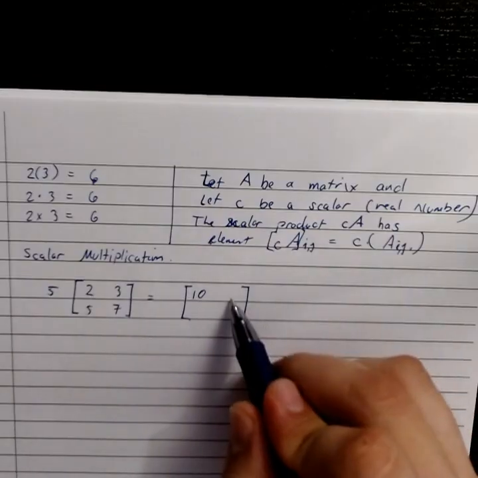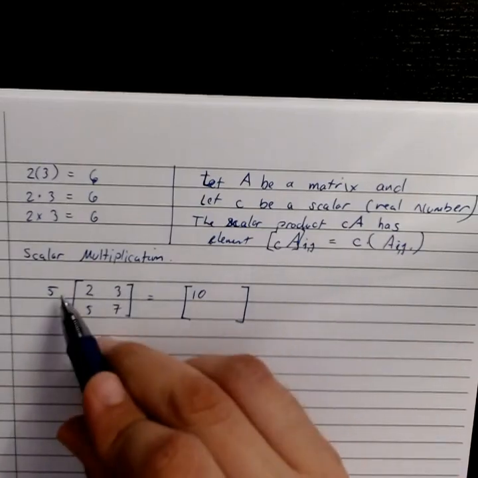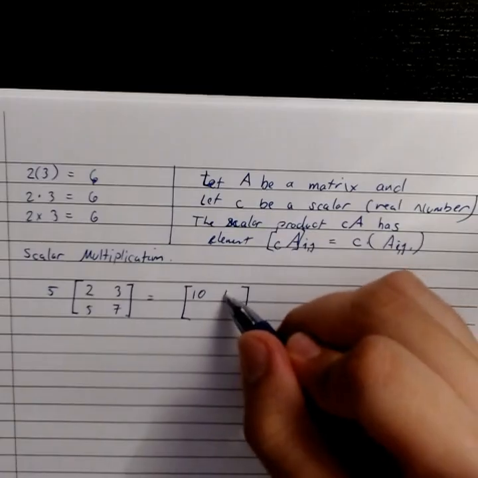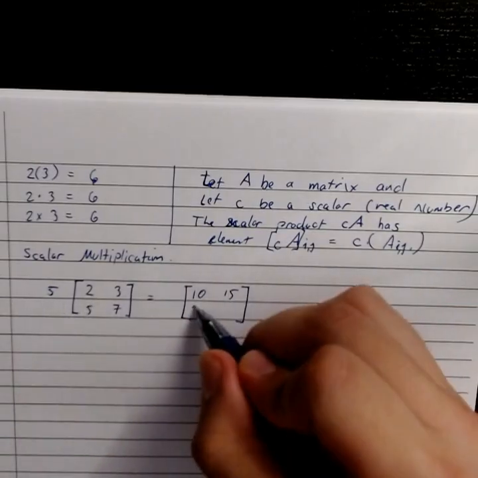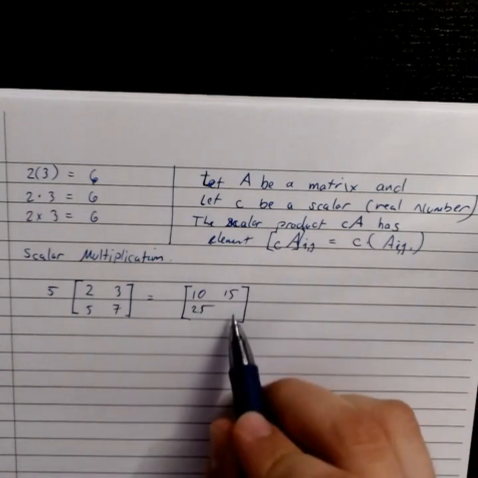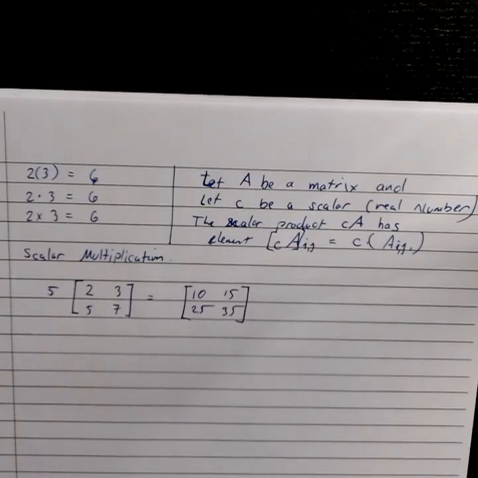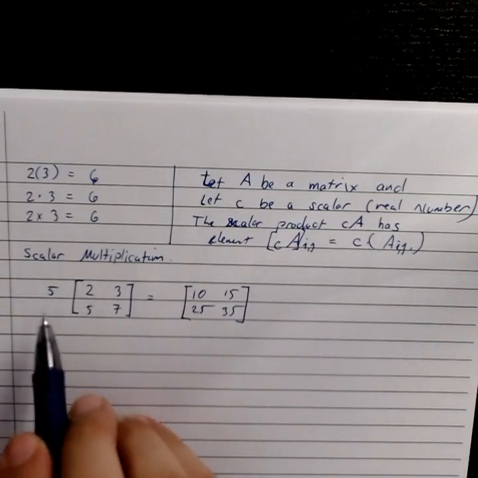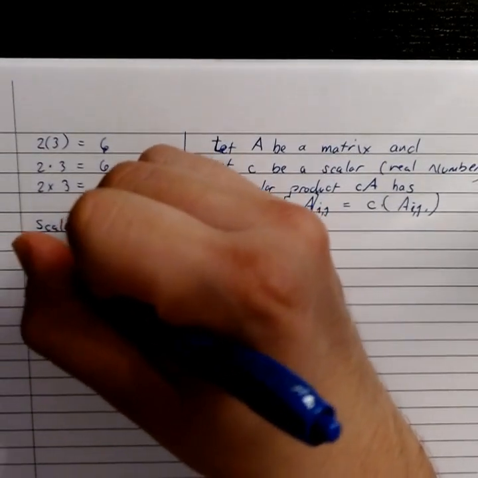If I want this number, this element, I'm going to take the element that's in that same spot and multiply it times the scalar. So 5 times 3 is 15. For this one, I will take 5 times 5 is 25. And for this one, I would take 5 times 7 is 35. Just like that. And that's called scalar multiplication. We're multiplying a matrix by a scalar. So here, try that for a moment.